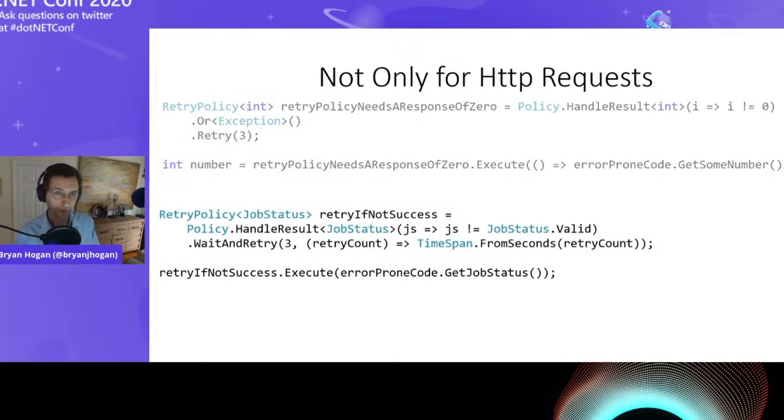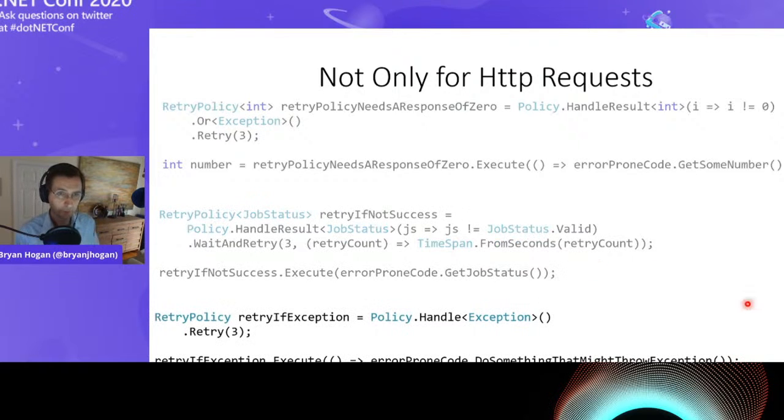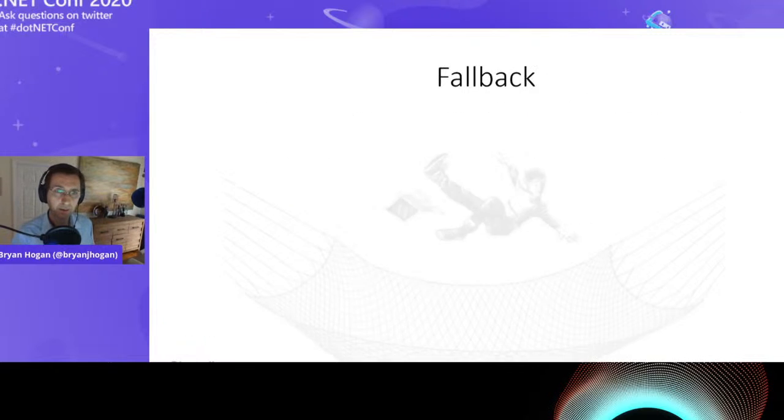A relatively straightforward example. I have an enum of type job status, and if the response is not valid, I'm performing a wait and retry. And with this one, I'm simply saying if an exception is thrown when I call this code, retry up to 3 times. So that's the retry and wait and retry policies.